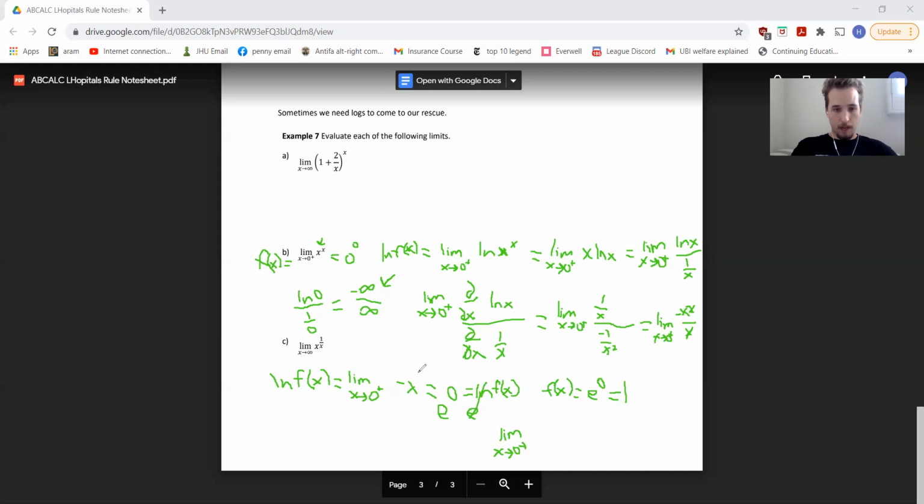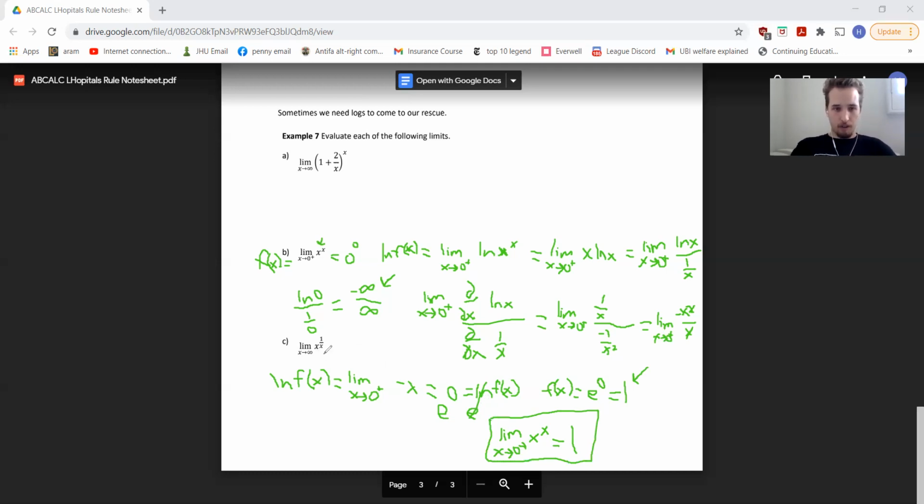Right, the original problem asks us the limit as x goes to 0 from the positive side, from the right side, of f(x) to the x power, and we determined that this is the answer. It's equal to 1. Okay, so that's number 2 down.